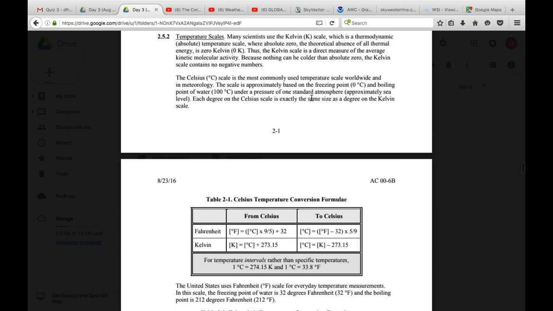Celsius is really what we're going to be using in aviation. This is what our METARs and SPECIs are in. It's the most commonly used temperature scale worldwide in meteorology. The scale is approximately based on a freezing point of zero and a boiling point of 100 under a pressure of one standard atmosphere. Each degree on the Celsius scale is exactly the same as a degree on the Kelvin scale.